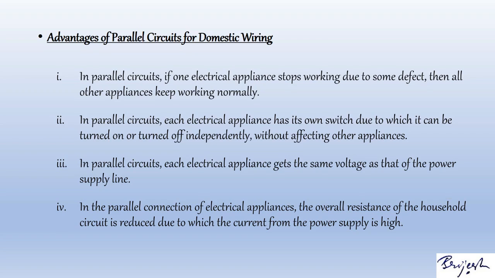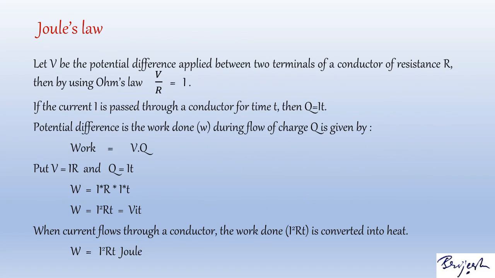Fourth, in the parallel connection of electrical appliances, the overall resistance of the household circuit is reduced, due to which the current from the power supply is high. That is, every appliance can draw the required amount of current. For example, in parallel circuits, even high power rating appliances like electric irons, water heaters and air conditioners can draw the high current needed for their proper functioning.